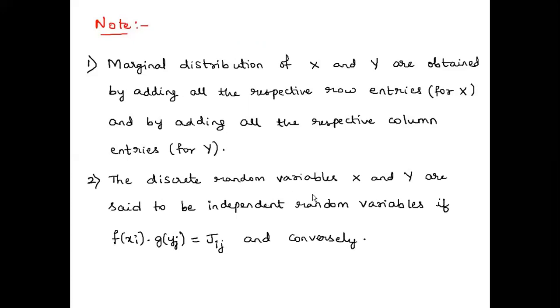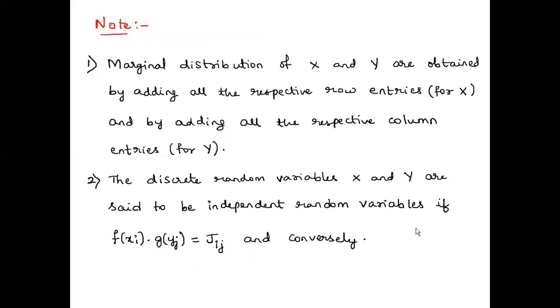The discrete random variables x and y are said to be independent random variables if f of xi into g of yj is equal to jij. And this is true in the converse also.